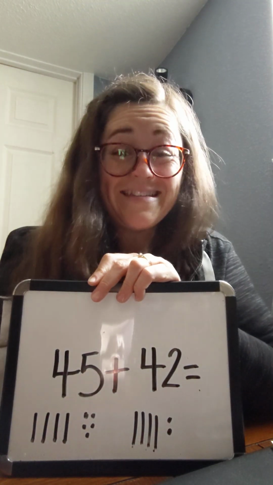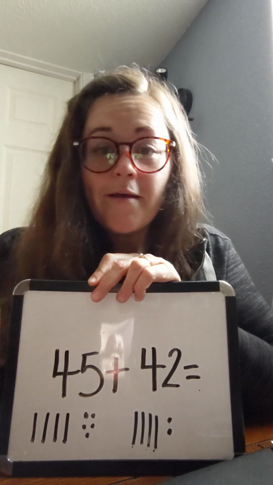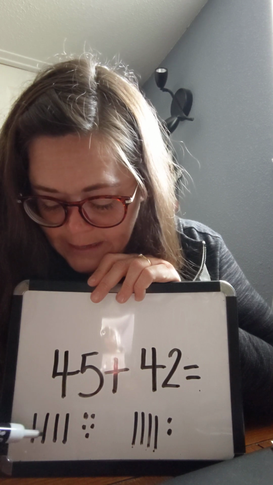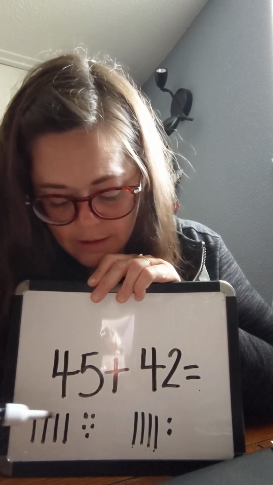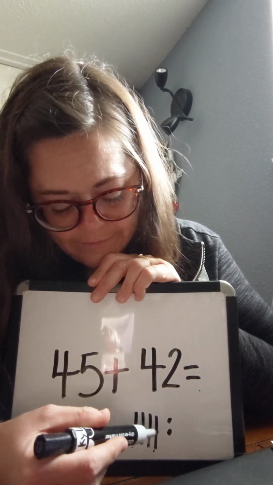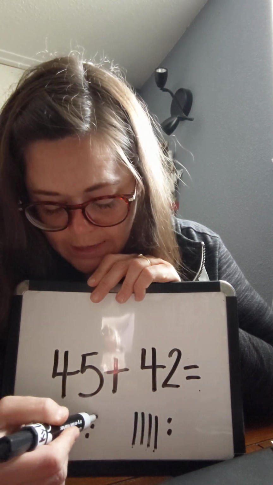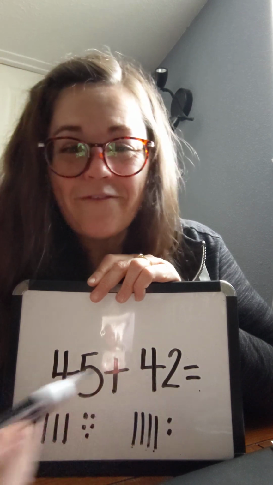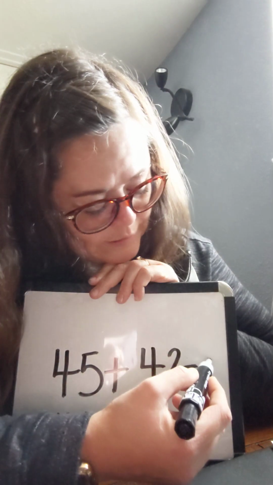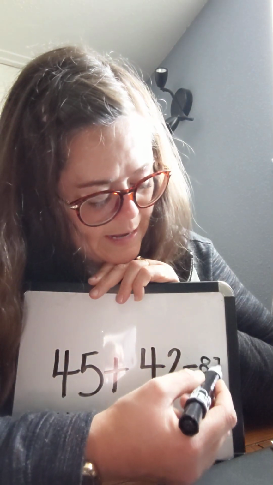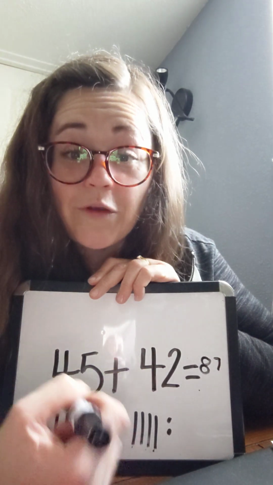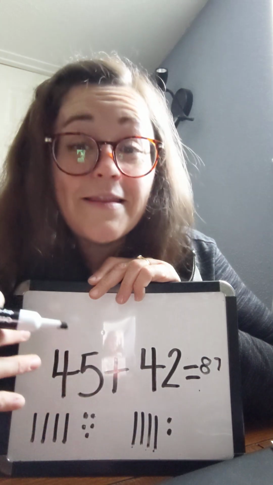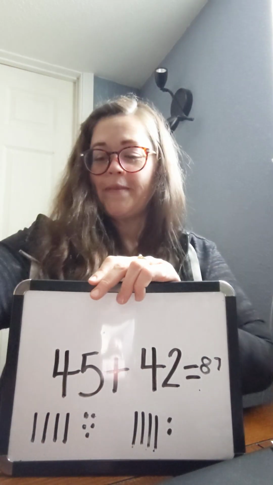Because remember we said 87. Let's see if it's right by doing it the more exact way. Are you ready? 10, 20, 30, 40, 50, 60, 70, 80, 81, 82, 83, 84, 85, 86, 87. And look at that, we got it right. So the total was 87. Make sure you write that at the end of your equation. Your number sentence, both work for labeling what we're doing.